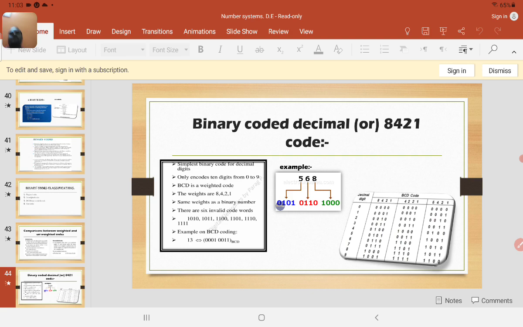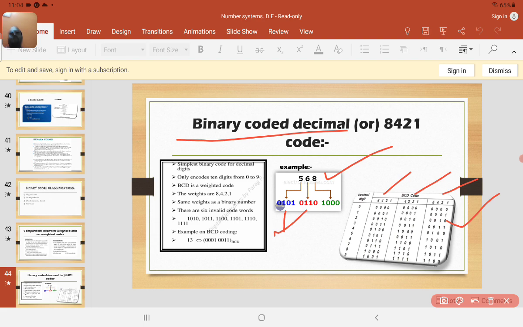0011 is the binary code for 3. We use this binary code like this. So these are the BCD codes we have: the 8421 code, the 4221 code, and the 5421 code. These are the BCD codes, binary coded decimal. So how do we write 568 here? 5 means 0101, 6 means 0110, 8 means 1000. We write it like this.